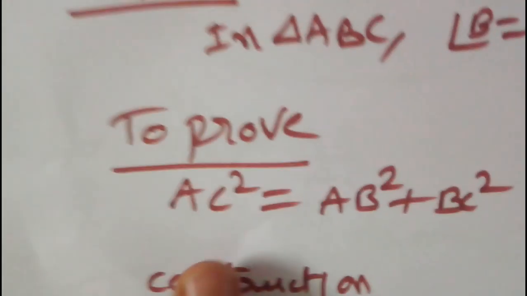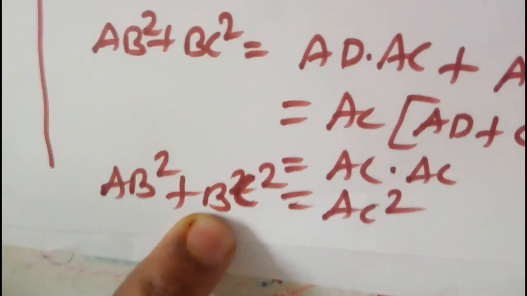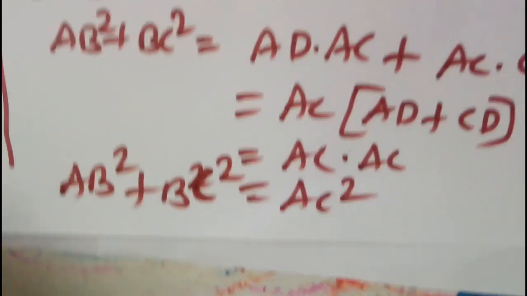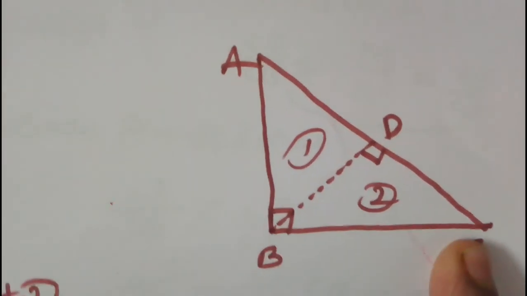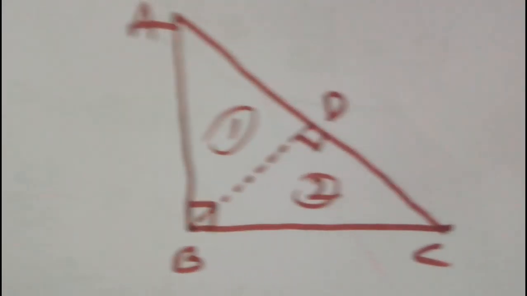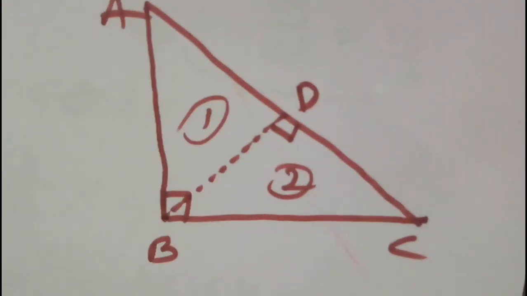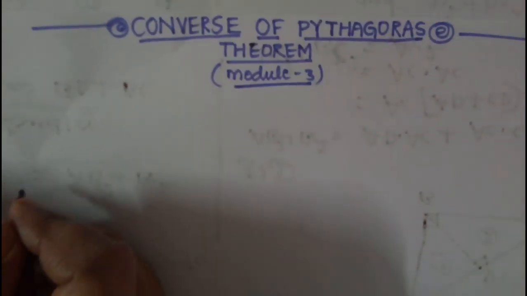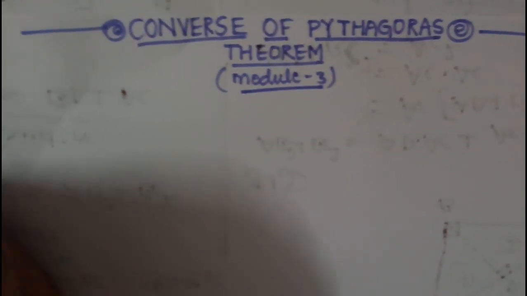So this is our required proof: AC square is equal to AB square plus BC square. Hence proved, the Pythagoras theorem: the square of the hypotenuse, AC square, is equal to the sum of the squares of the other two sides, AB square plus BC square. So this is the Pythagoras theorem. Now we will do the converse of the Pythagoras theorem. Now see the converse of Pythagoras theorem statement.